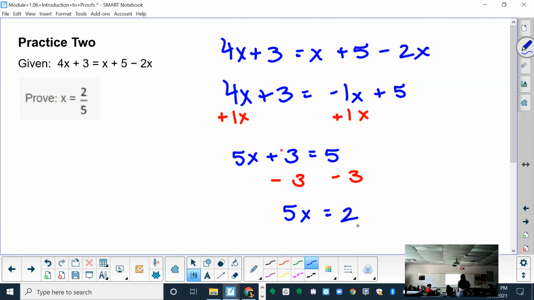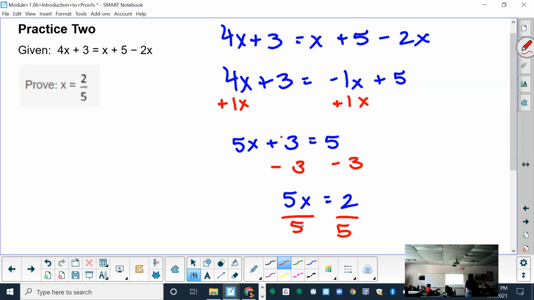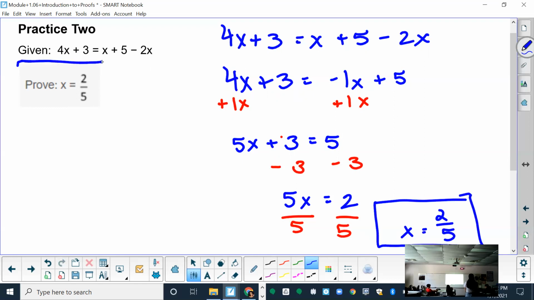All right, almost finished. So what would be opposite of multiplying by 5? So I would divide each side by 5, because you have to do the opposite of what's being done. So on the left side, 5 divided by 5 is 1, which is the same thing as writing this x. And then on the right side, you can leave that as a fraction. And now that this over here matches what we're supposed to prove, then we're done.